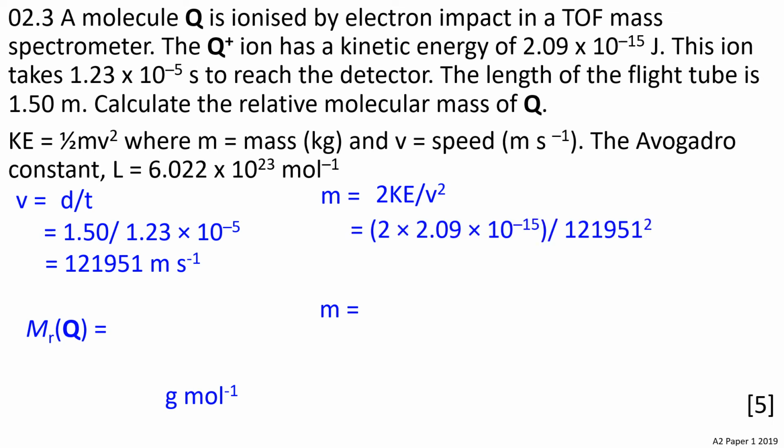Once again, for the expression for M, we put in the numbers from the question. So the energy is in joules there, 2.09 times 10 to the minus 15, and the velocity squared, well, we worked out the velocity in the previous part of the question. That gives us an answer, remember, in kilograms because it's in SI units. Because we need to work out grams per mole in a moment, we're going to need to convert that to grams, and we do that by multiplying by 1,000.